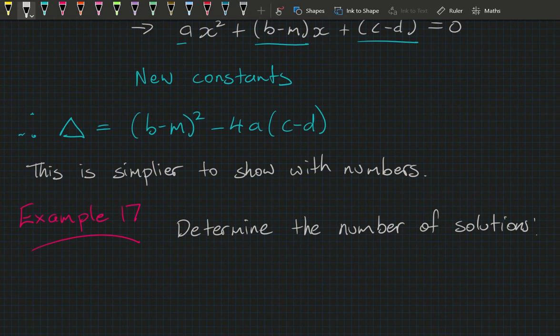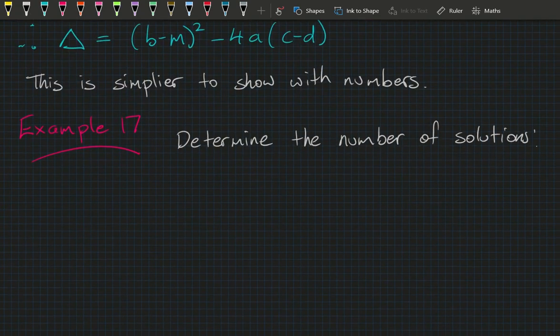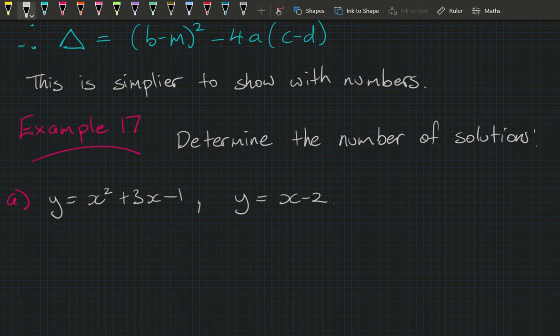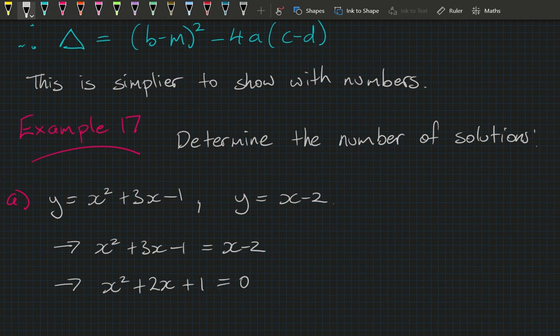Okay, in part A, we've got a quadratic y equals x squared plus 3x minus 1, and a linear equation y equals x minus 2. So when they're equal, of course, x squared plus 3x minus 1 is going to equal x minus 2. And when we neaten that up, that means that x squared plus 2x plus 1 equals 0. And I can see that's a perfect square. So I know there's going to be one solution. So we expect the discriminant to equal 0, right? But let's just go through the motions to prove that is the case.